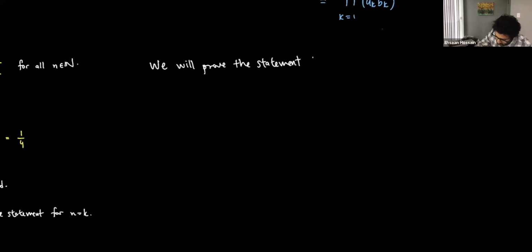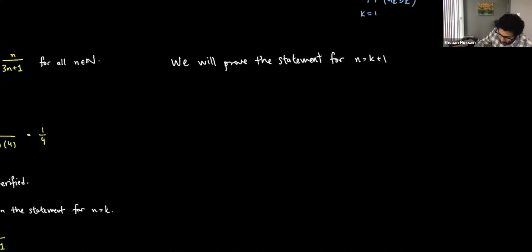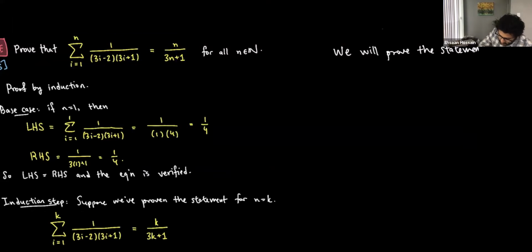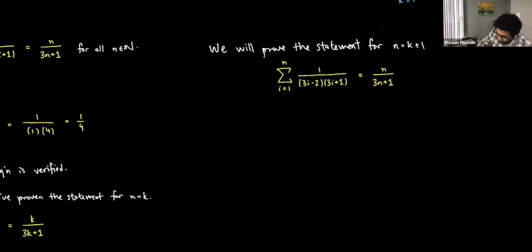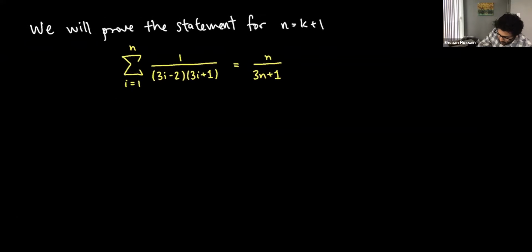We will prove the statement for n equals k plus 1, which would again be the same statement, except I replace n by k plus 1. So here's an n. I replace that with k plus 1. And here are two n's. Let's replace those with k plus 1. So I need to make some space here. Whoops. k plus 1 over k plus 1. See? Okay, let's do it.